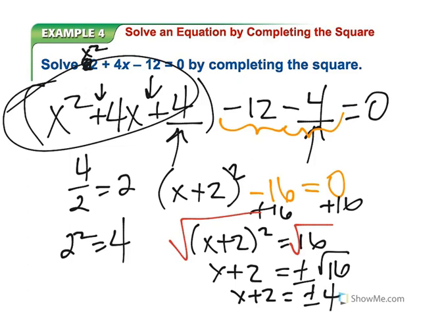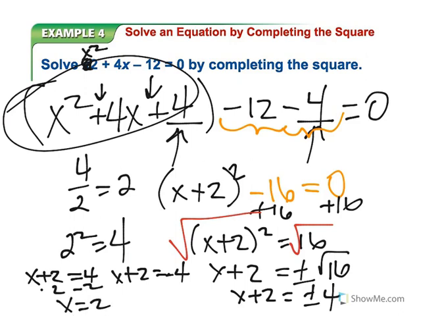Now we're going to take x plus 2 equals 4 and x plus 2 equals negative 4 and solve for x in both cases. If I subtract 2 from both sides on the first one, I get x equals 2. And on the second one, I can subtract 2 and I get x equals negative 6. And those would be my two answers, and that's how you solve by completing the square.